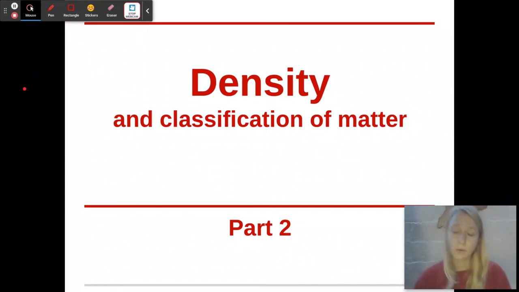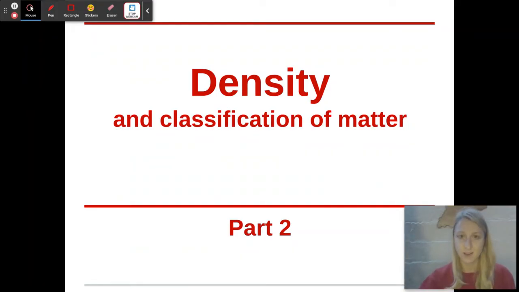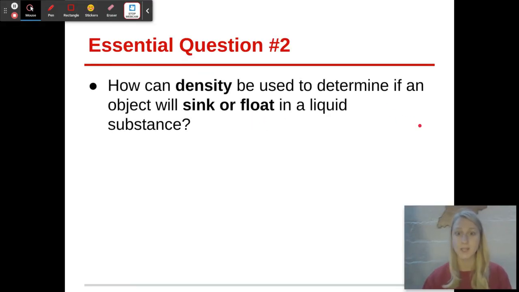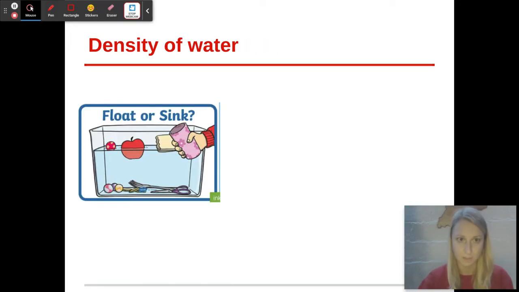Okay, so let's continue our discussion of density. We talked first about what density is. Now, our essential question today is going to be how can density be used to determine if an object will sink or float in a liquid substance? So we're going to start putting our knowledge of density to the test here.